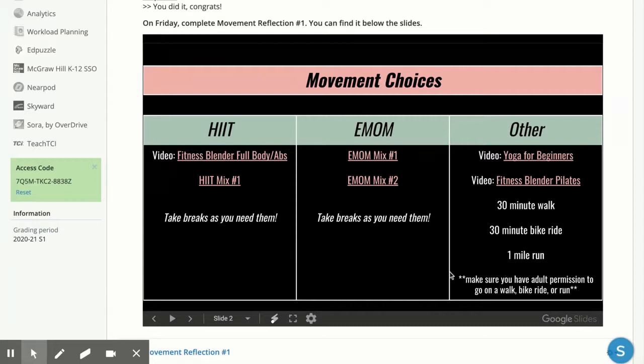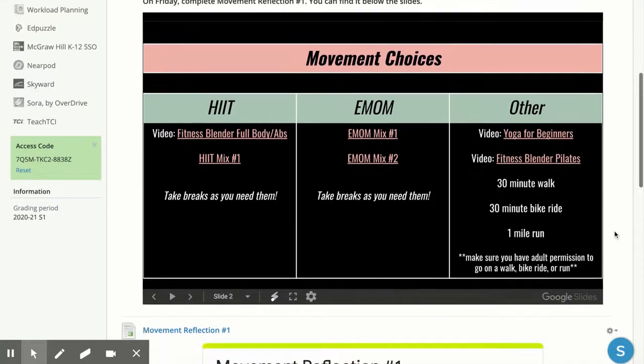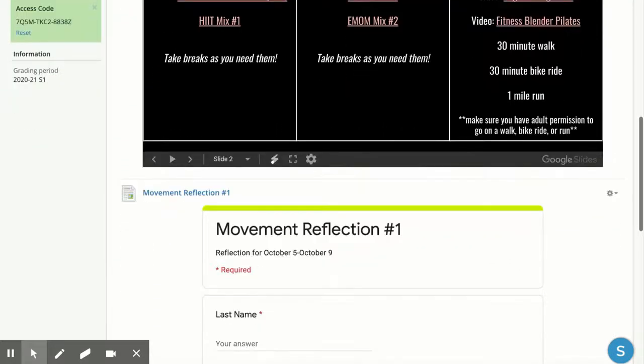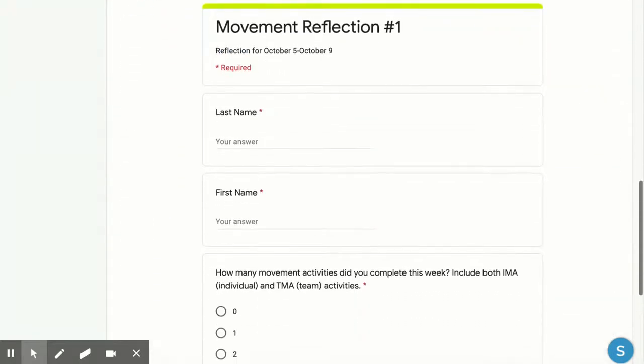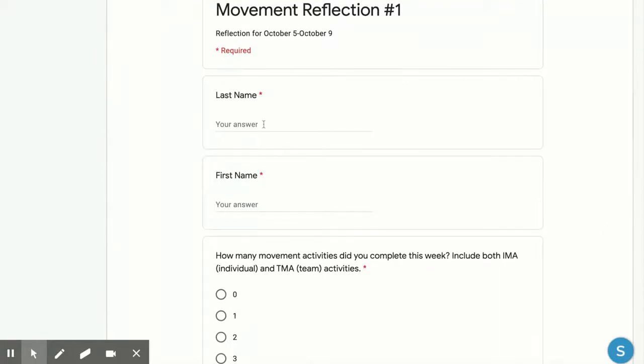I ask them, especially now at the beginning of the quarter when we're all trying out something that's new to us, that they select 3 different choices each time. Students know to complete their movement activities Tuesday during class, Wednesday on their own time, and Friday during class. At the end of the week, and after their last workout on Friday, students then complete a movement reflection. I'll show you what this looks like.